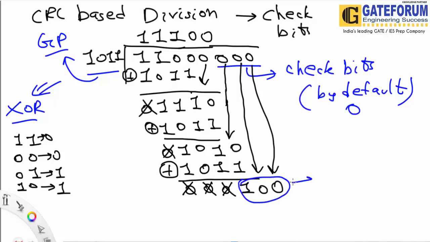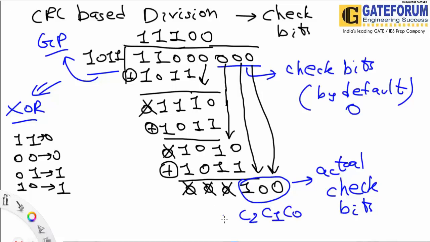These are your actual check bits, which are C2, C1, and C0. A very simple fundamental, which is given C2, C1, C0. So these are your actual check bits which we get.